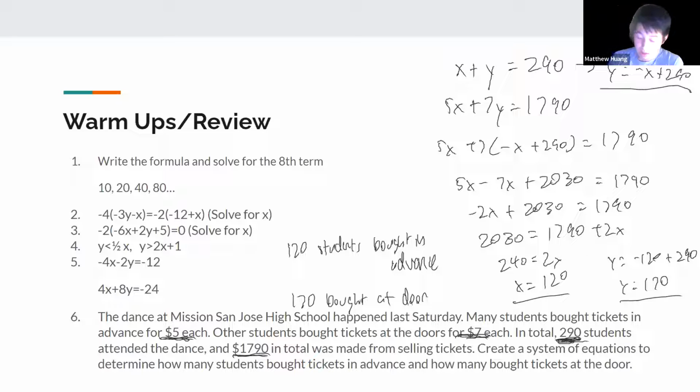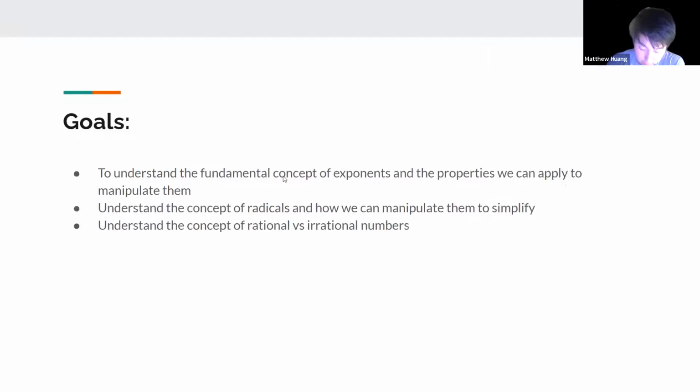All right, so let's move on. For the goals of today, we're going to be going over exponents, radicals, and irrational numbers. The majority of the lesson will be on the fundamental concepts of exponents and all the different rules that apply to them and the properties we use to manipulate them. After that, we'll be covering a little bit on radicals and how we simplify them. And then just a broad concept about rational numbers and irrational numbers. That one should be pretty simple for most of you guys. So let's move on.